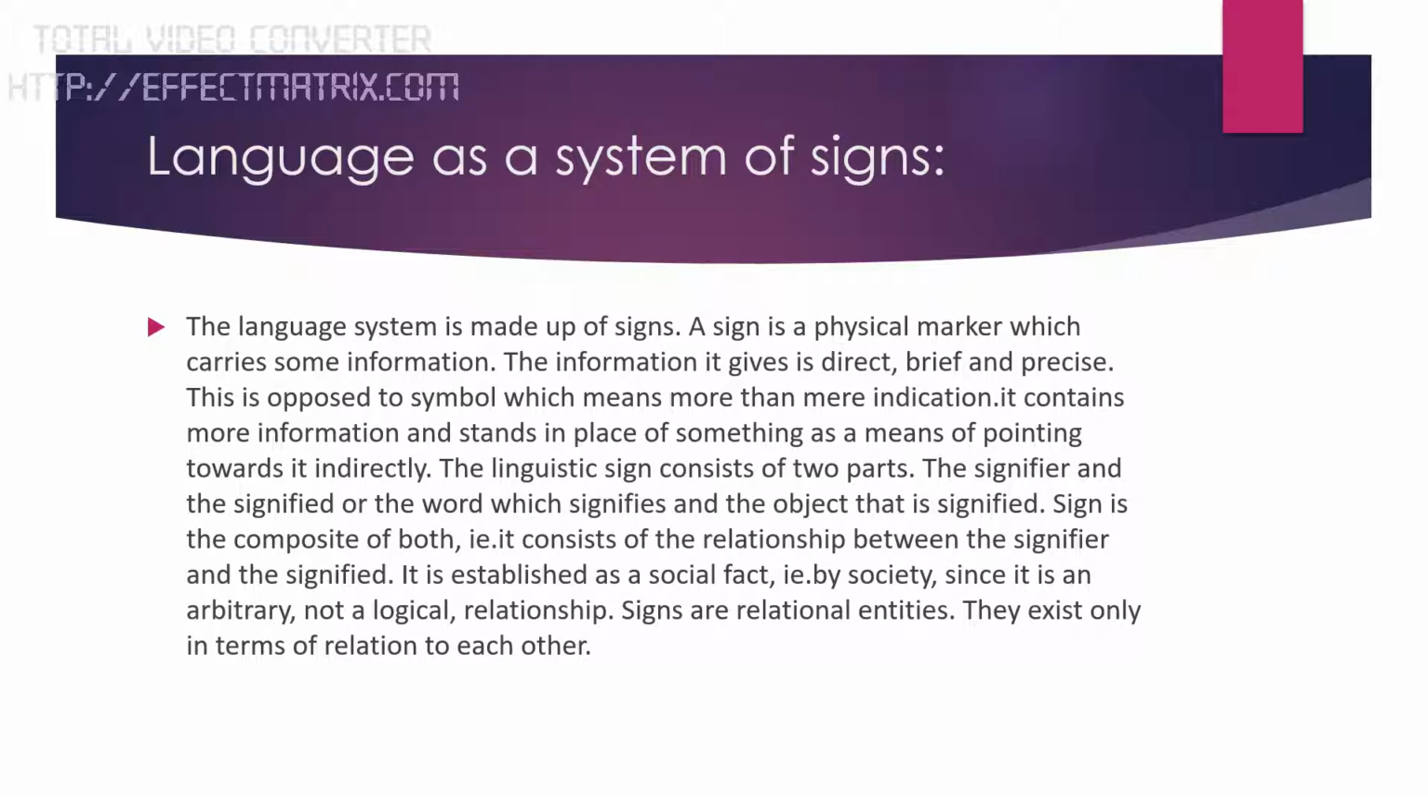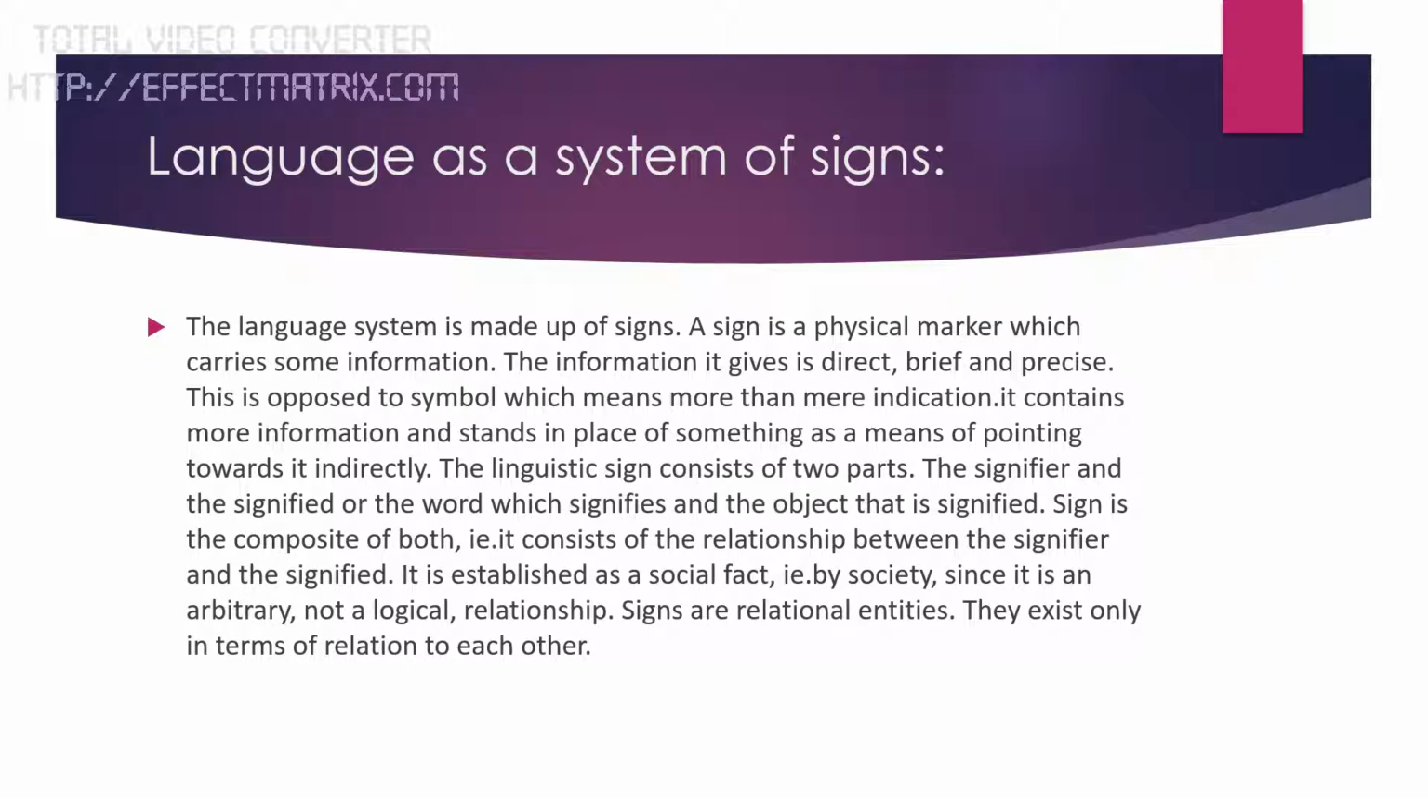The language system is made up of signs. According to Saussure, the sign is the central fact of language. Then what is the sign and what is its nature? A sign is a physical marker which carries some information. The information it gives is direct, brief, and precise. That means it has this meaning only, no other. And this concept is opposed to symbol.